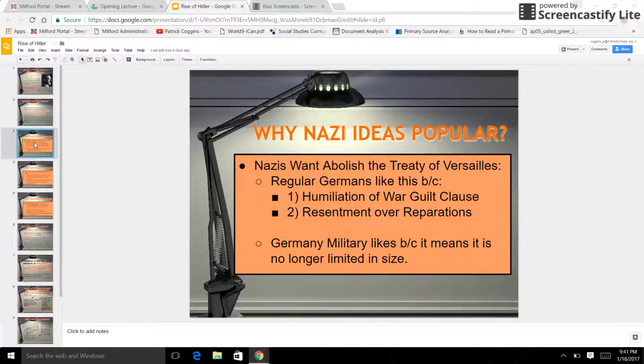And this Nazi wish to get rid of the treaty also appealed to the German military because it meant that they could grow in size. They could be more than a 100,000 man force that was just the shell of a regular military. They could be a regular military.